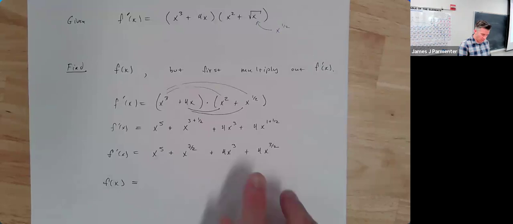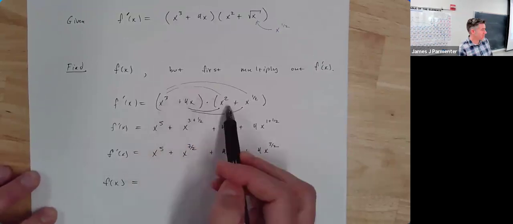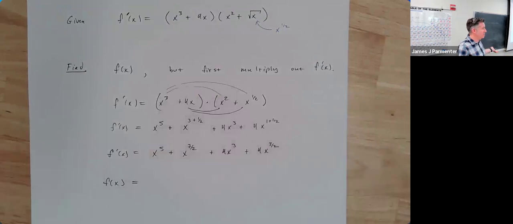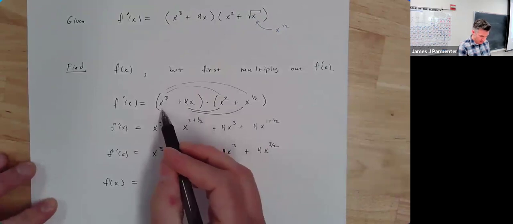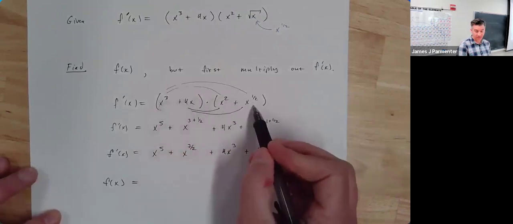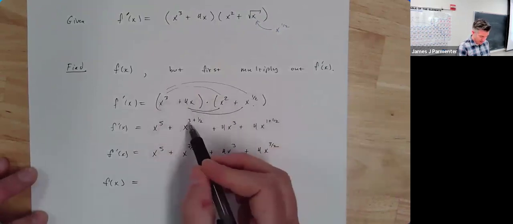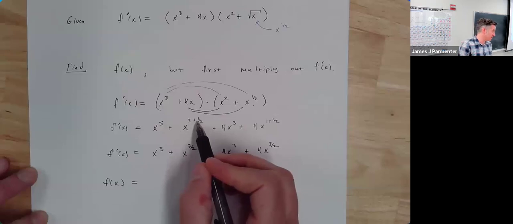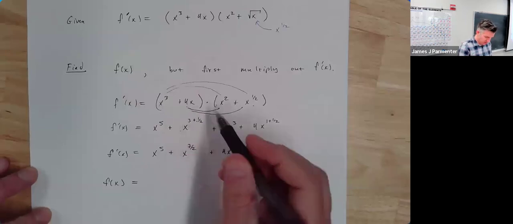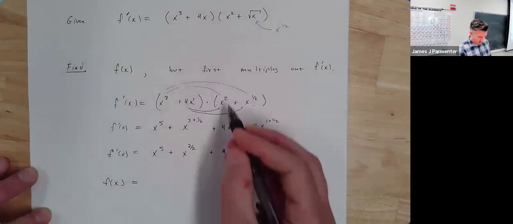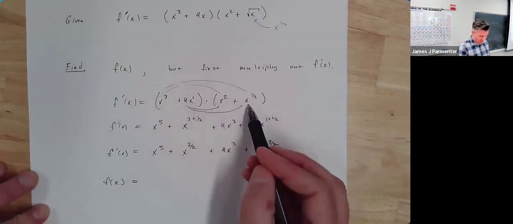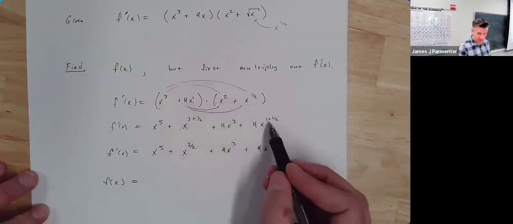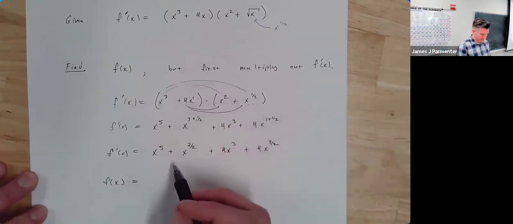So let's actually talk about how this multiplying out works here. When you have x cubed times x squared, we're using the additive law of exponents and we're just adding the exponents. So 3 plus 2 is 5. Same deal here. x to the third times x to the 1/2, we add the powers and we get x to the 3 plus 1/2, which we're going to simplify in the next step. 4x times x squared, you have x to the first times x squared, so 1 plus 2 is 3. And then finally 4x to the first times x to the 1/2, we add the powers and get 1 plus 1/2. In the next step, we simplify those.